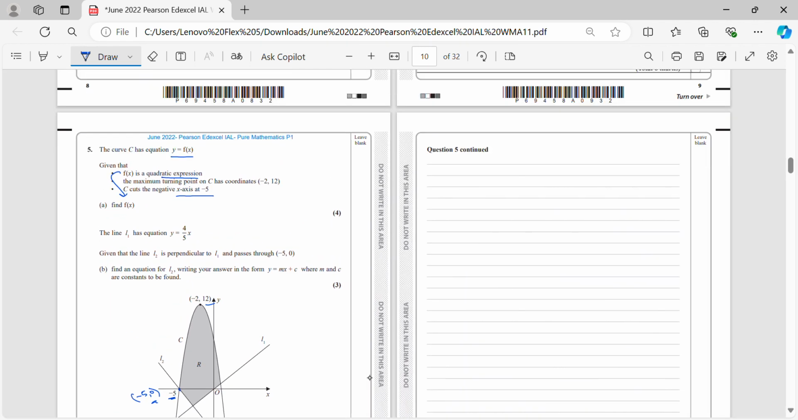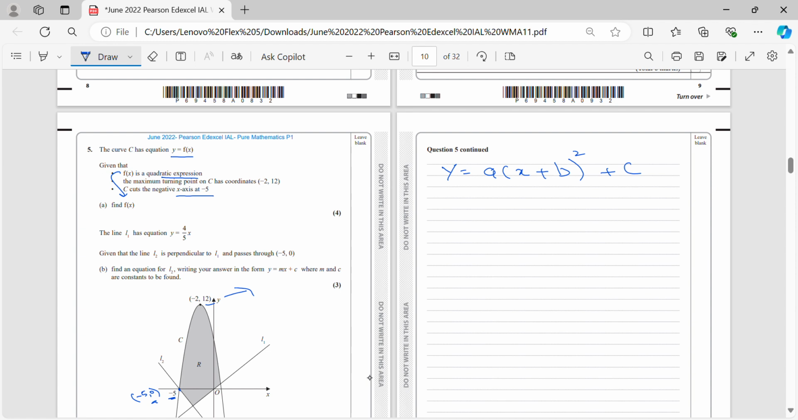To form a quadratic expression, because the turning point is given, we write it in completing square form. The coordinates of the turning point will help us form the quadratic expression. How? Have a look. The completing square form is in general: a into (x plus b) whole squared plus c.